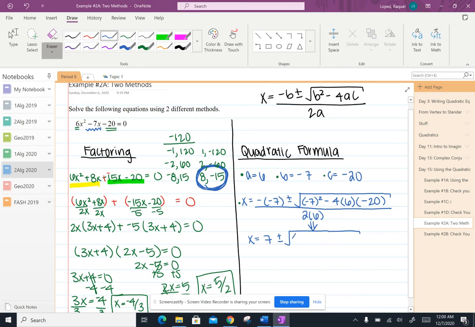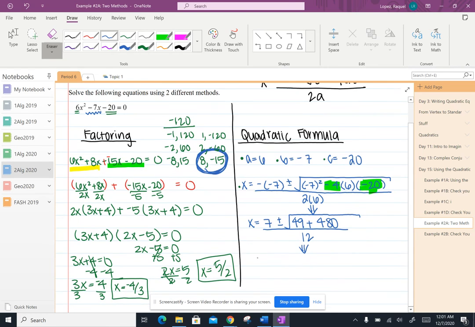Negative 7 times negative 7 is going to give me a positive 49. Plus, and I know I'm going to have a plus because I have a negative times a negative, this negative times this negative. So I have negative 4 times 6 times negative 20. That gives me a whopping 480. Divided by 12.